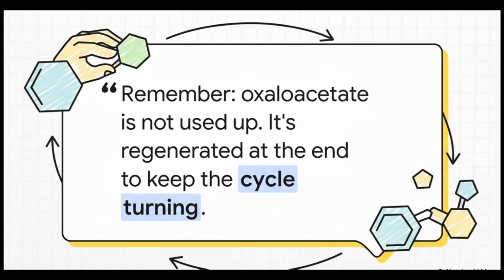And this, right here, is the absolute secret to the whole process. Oxaloacetate isn't used up. It's both the start line and the finish line. It's there at the beginning to grab the fuel, and then poof, it's right back at the end, totally regenerated and ready for the next molecule of fuel. That's what makes it a true cycle.